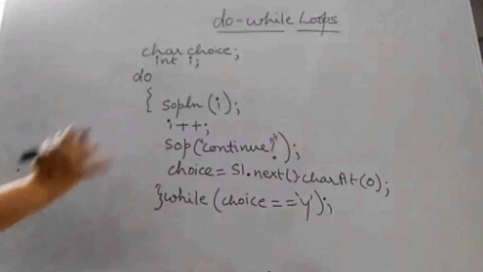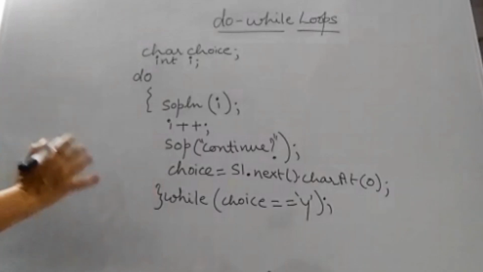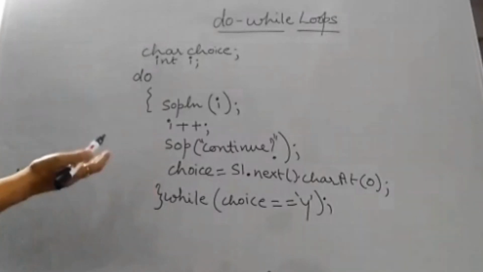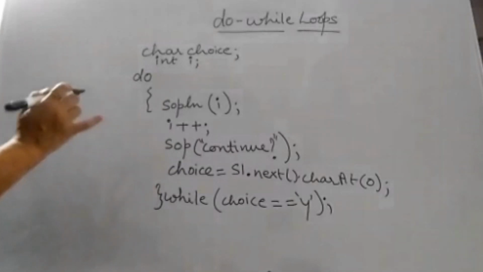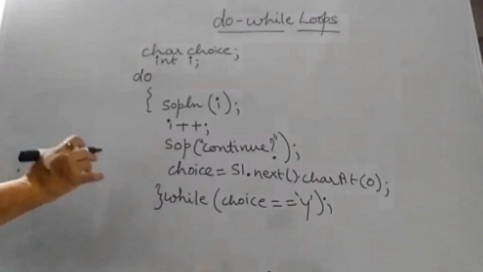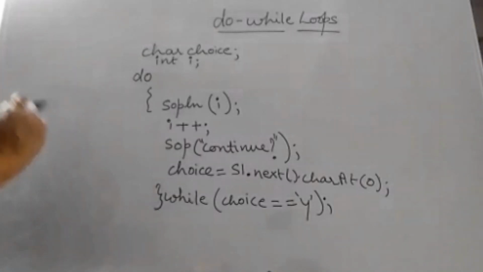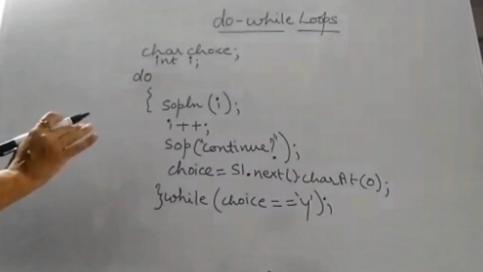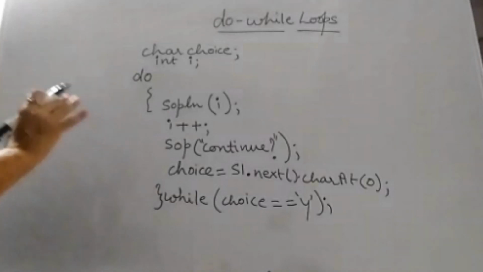So this is a program where you have to display the values of natural numbers till the user desires. Means the user will keep on saying yes, y. That means it will continue to display the numbers, and when he says n, it will stop. So if after 10 he says n, it will stop there.